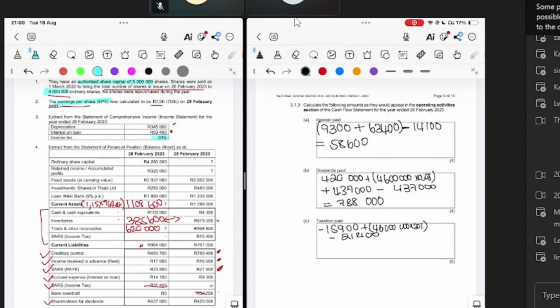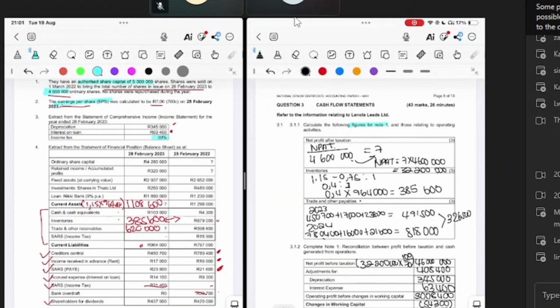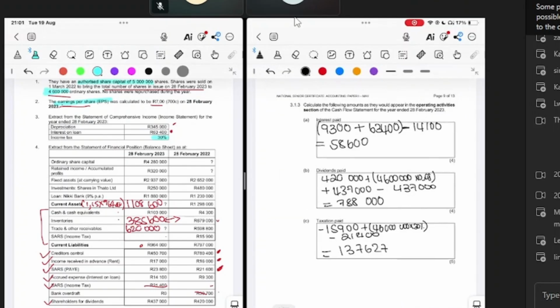So that will be negative 15,900 plus 46 million times 30% minus 21,400, and that gives you a total of 13,762,700 as taxation paid. Any questions for the cash flow statement?